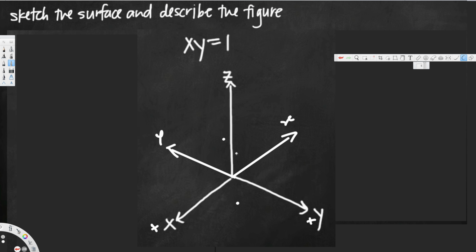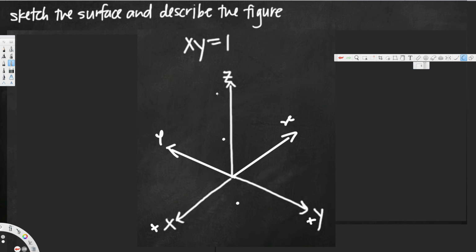The next thing we have to see is that we don't have z here. When we don't have z, it means this graph is never going to intersect the z-axis. Also, the lines we are going to draw are going to be parallel to the z-axis.